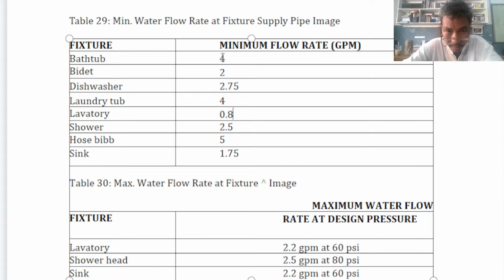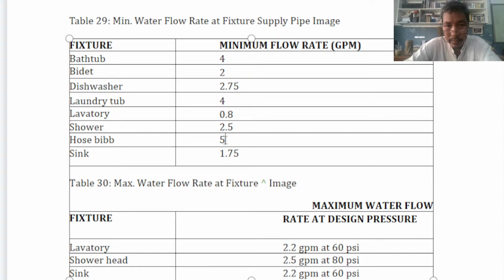So the highest is for what? The highest is hose bib. Second is bathtub. So what is hose bib? Hose bib is the provision for connecting the hose. That is a fixture that looks like a faucet, no? That looks like a faucet. So that is hose bib. It needs 5 gallons per minute.